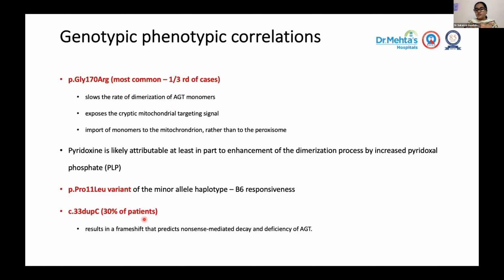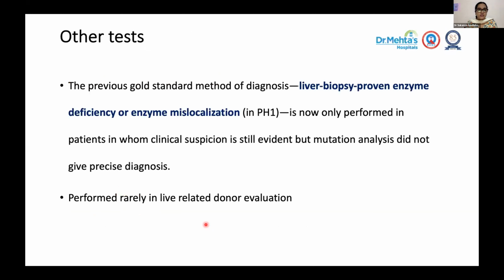The last mutation decreases the enzyme activity completely. There is no mislocalization or mistargeting here. Rather, the enzyme level itself is significantly reduced because of the mutation. These patients do not respond to pyridoxine. And although there is some genotype-phenotype correlation, especially for pyridoxine responsiveness, much is not known about other variants, and it's advised that all patients receive a course of pyridoxine to check for pyridoxine responsiveness.